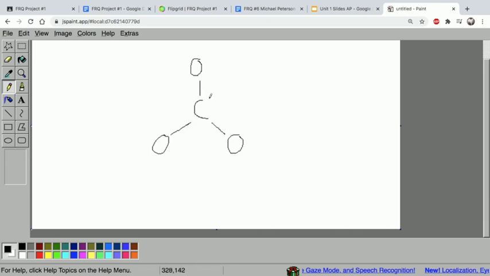But the thing is that there's 1 bond left over because carbon needs 4 bonds to be completely ionized. So it needs to have 1 more bond with one of these. So it can be any of them. It can be this one, it could be this one, it could be this one. Any of them work.